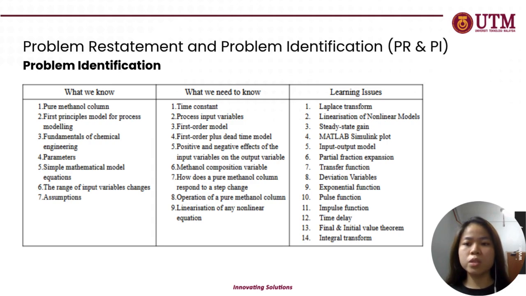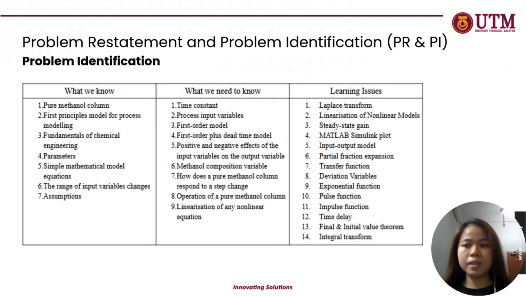Second, what we needed to know was how to model the system dynamically. This includes determining the time constant, understanding first order and first order plus dead time models, and how different inputs like feed flow rate or composition affect the column's performance. We also needed to figure out how the column reacts to a step change in inputs.